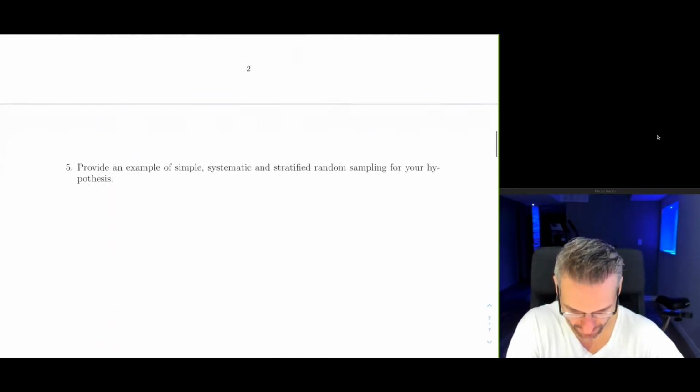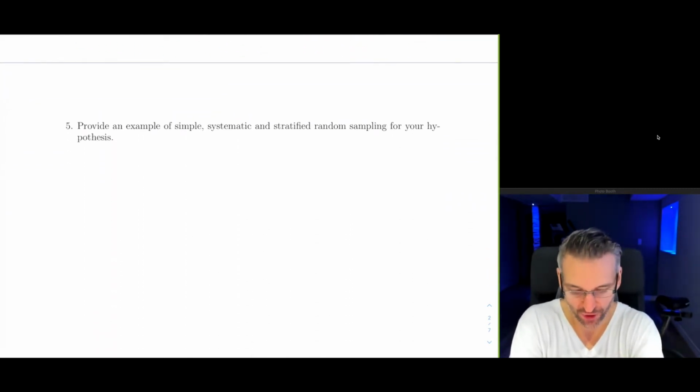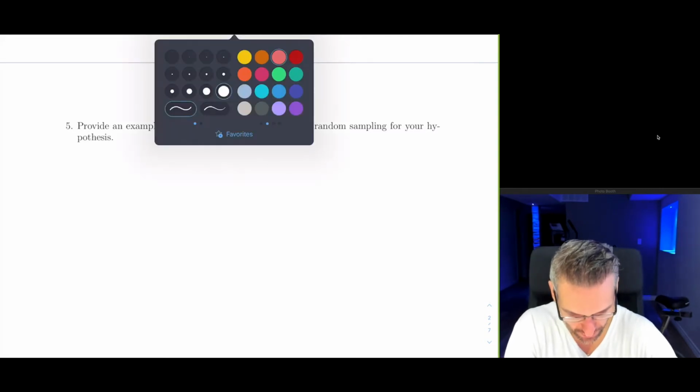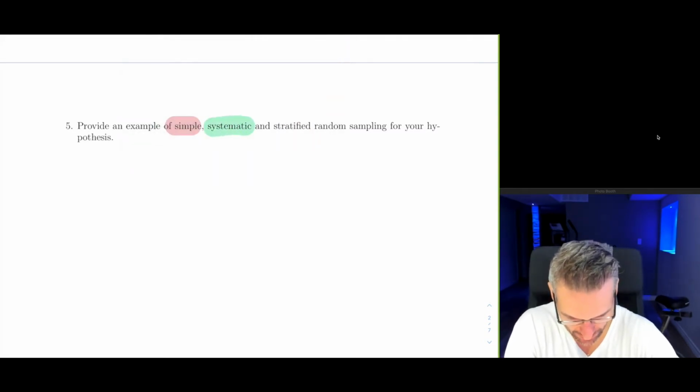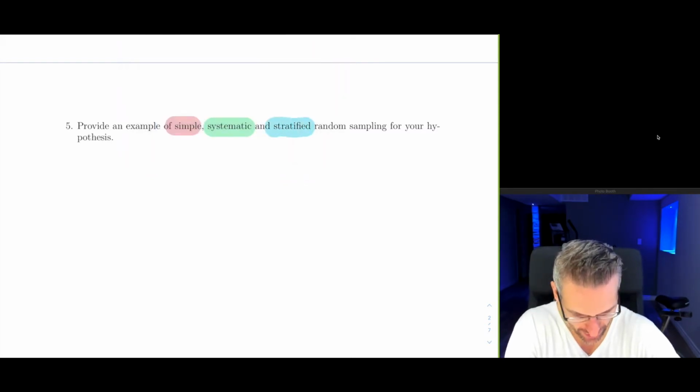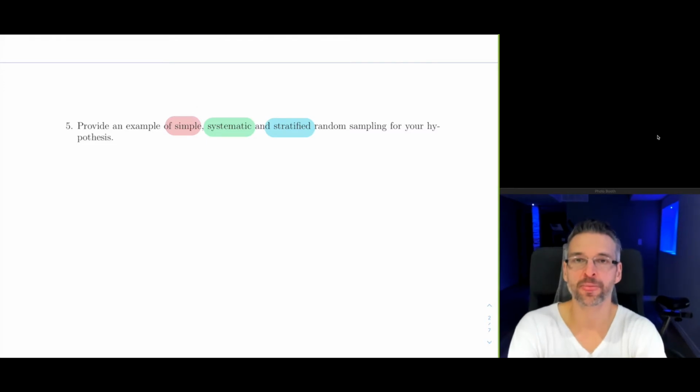Question number 5. Provide an example of simple, systematic, and stratified random sampling for your hypothesis. Great question, because it forces you to go back and think back of what is the difference between simple random sampling, systematic, and stratified random sampling. So again, don't forget, if you have forgotten, you can watch the video on data sampling, in which I explain the difference between the three.